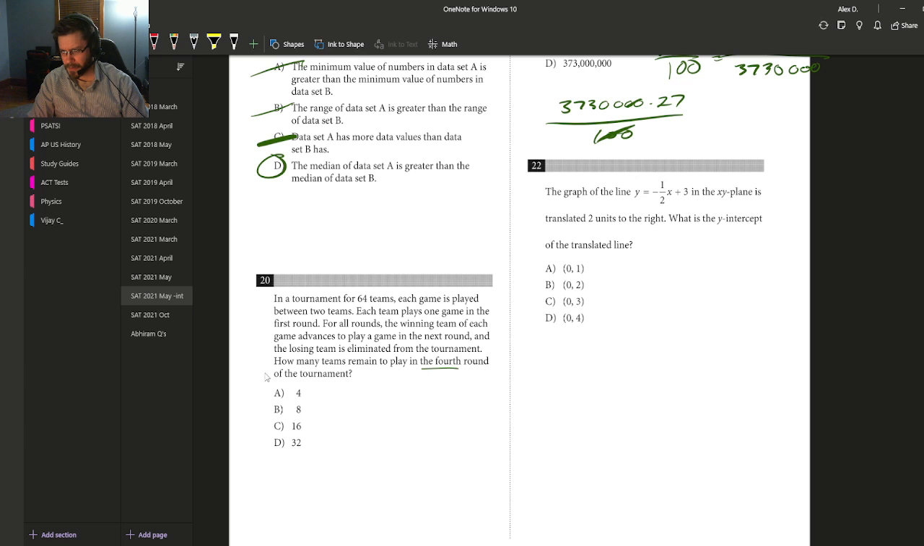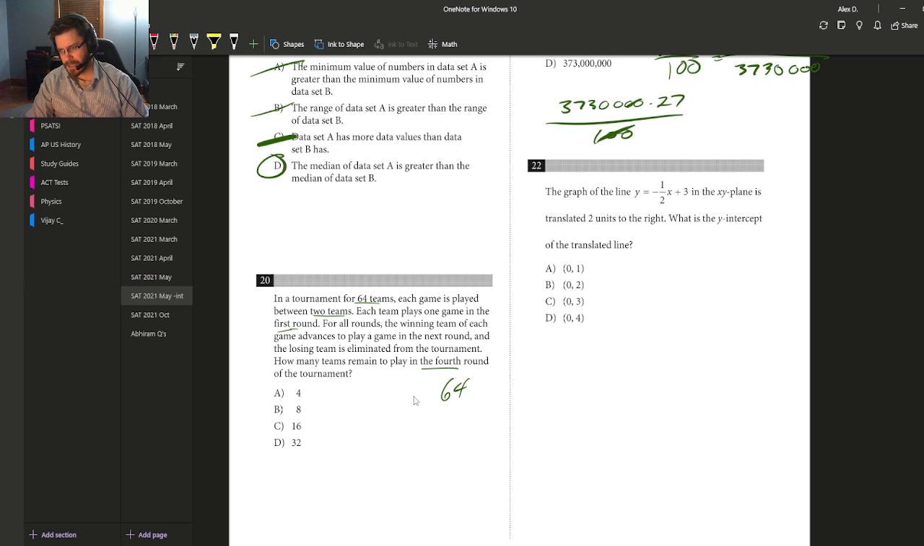After the fourth round of the tournament, each game is played between two teams. Each team plays one game in the first round. For all rounds, the winning team of each game advances to the next round. So there's 64 teams. So all the teams play one game in the first round. In the first round, all 64 teams are in play, but only half of them advance, because you have to have one winner and one loser, right? It doesn't say there are any ties. So our first round has 64 players.